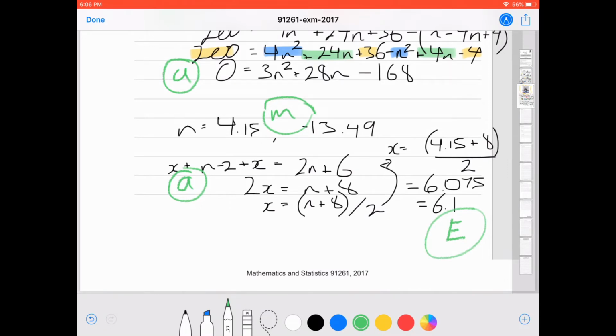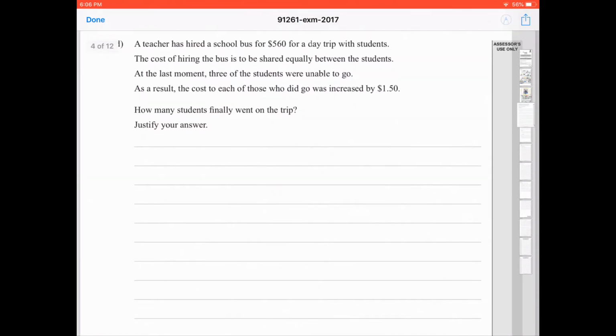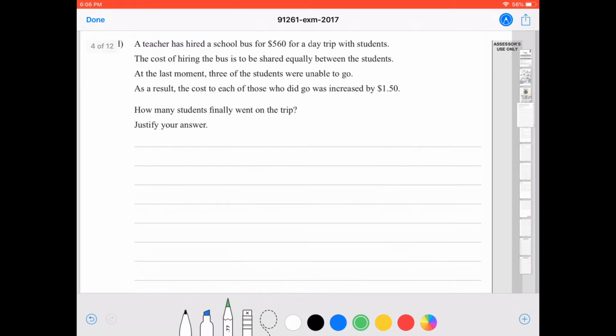Okay, moving on now to question 1D. It says a teacher has hired a school bus for $560 on a day trip with students. Cost of hiring the bus is to be shared equally between the students. Okay. At the last moment, 3 of the students were unable to go. As a result, the cost to each of those who did go was increased by $1.50. How many students finally went on the trip?